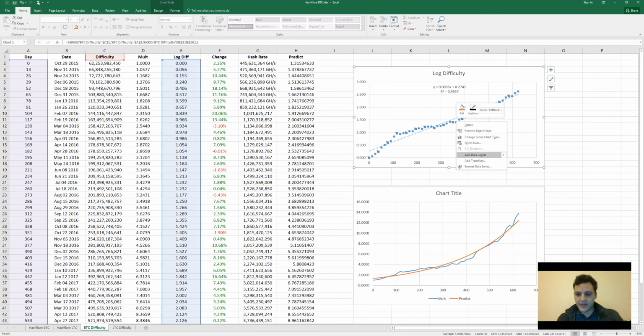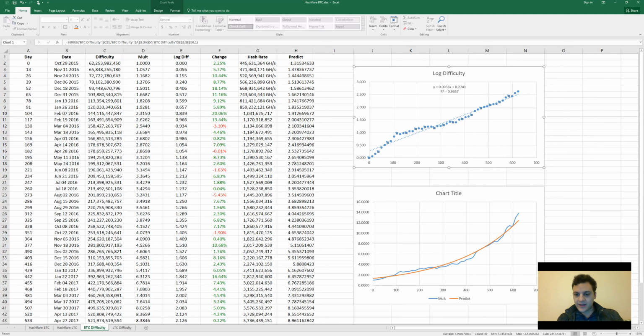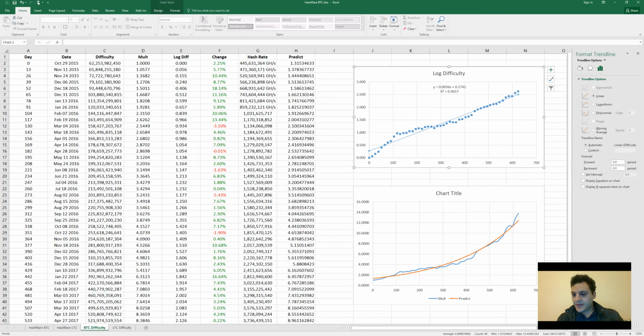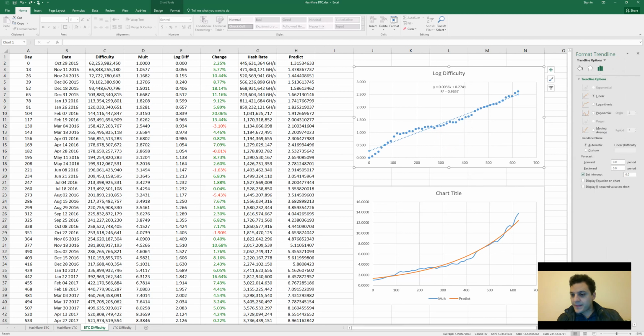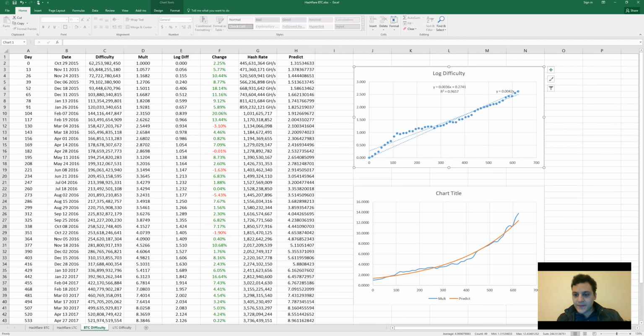To fix that, all we have to do is go back to the trend line and set the intercept to 0. If we do that, we've got 2 lines now. Let's go back. We edit format trend line. I don't know why the 2 lines are showing up, but basically this is the formula that we actually wanted by setting the intercept to 0.